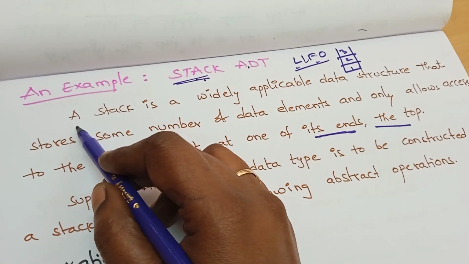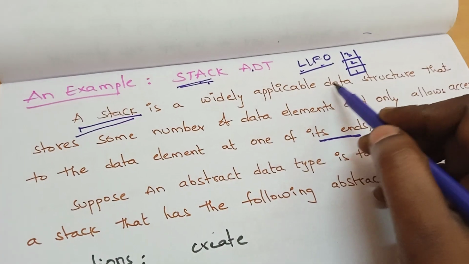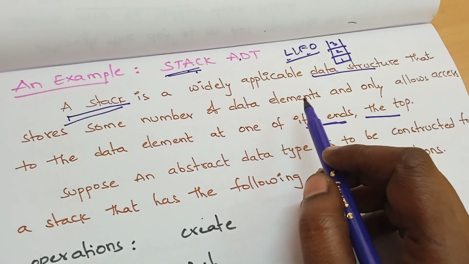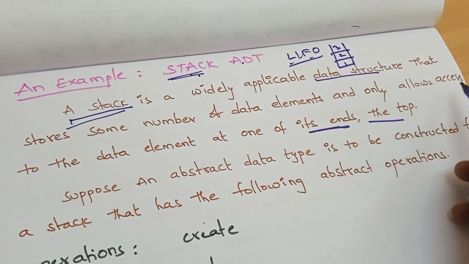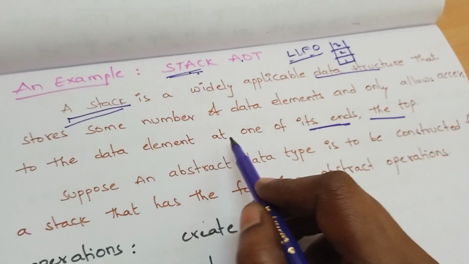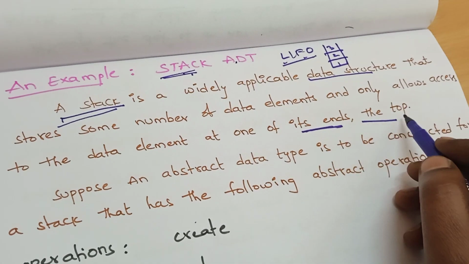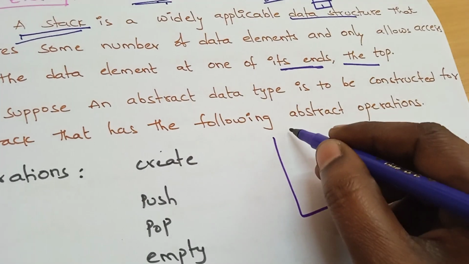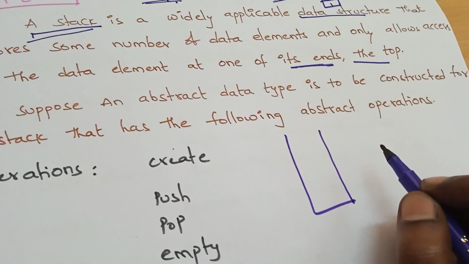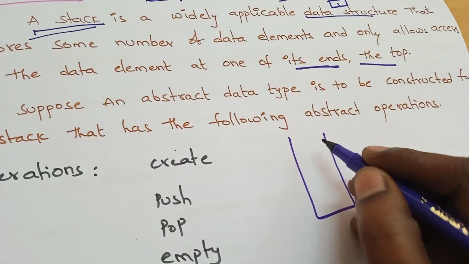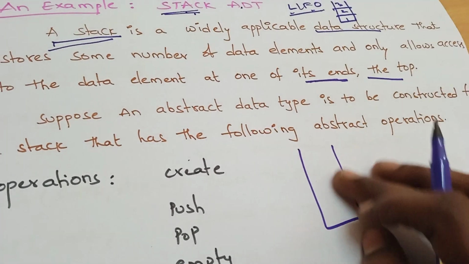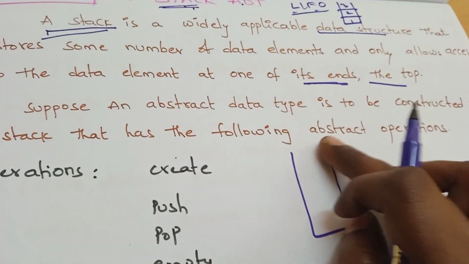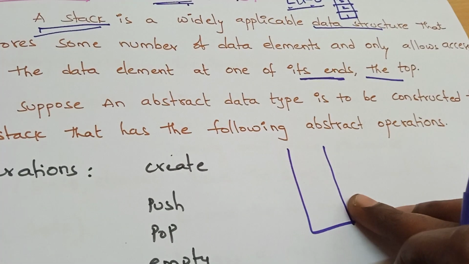The formal definition of a stack is a data structure that stores some number of data elements and only allows access to the data element at one of its ends, which is the top. Only one end is accessible, and that is a stack. It is a data structure where we access the data elements. Now the stack is empty, so no element is inside.